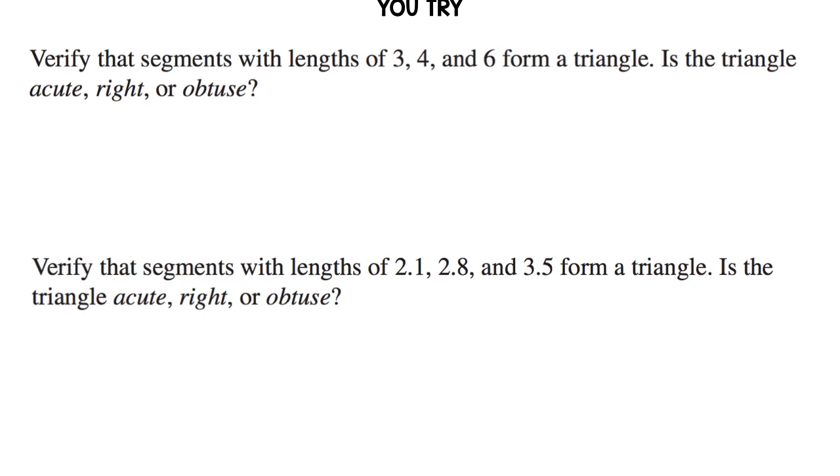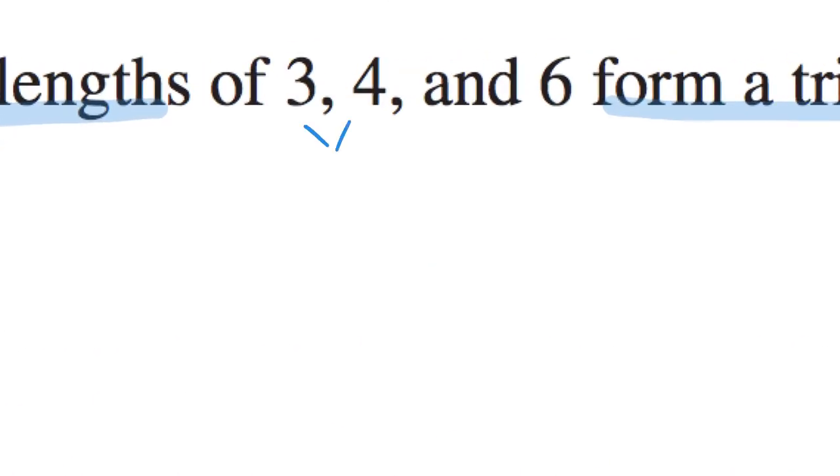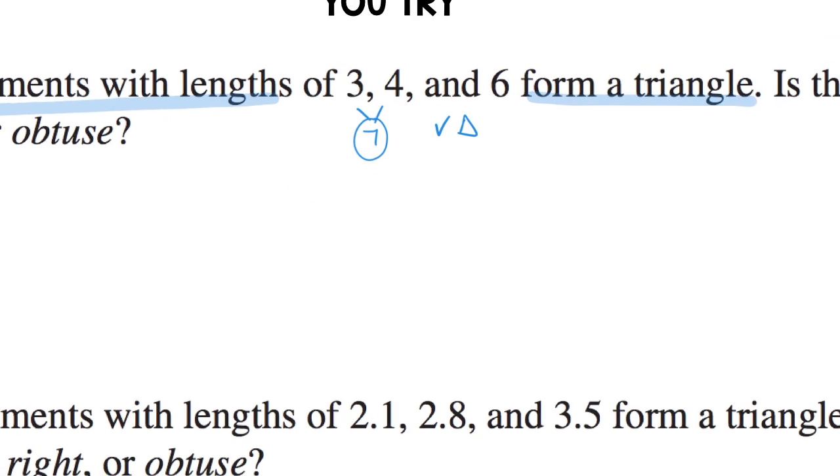So we're going to first verify that these segments will actually form a triangle. That's really quick to do. You just take the two smaller ones, you put them together. 3 plus 4 is 7. 7 is definitely bigger than 6. So they do make a triangle. I'm going to put check mark triangle. Those do make a triangle.